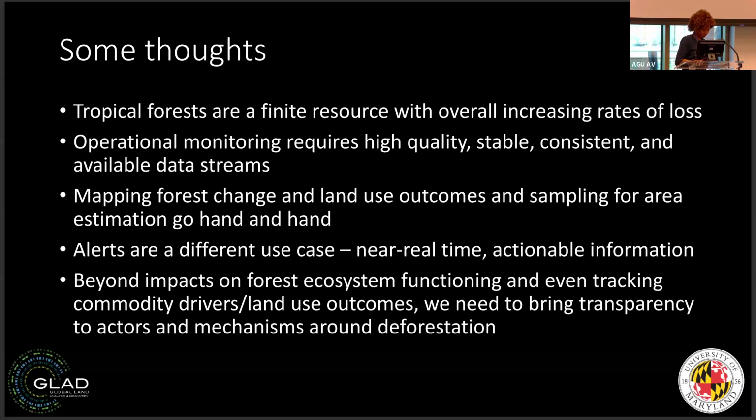All right, next in line, we have Maria Macedo talking about fire and human health in the Amazon.